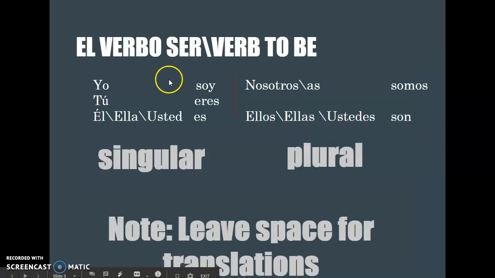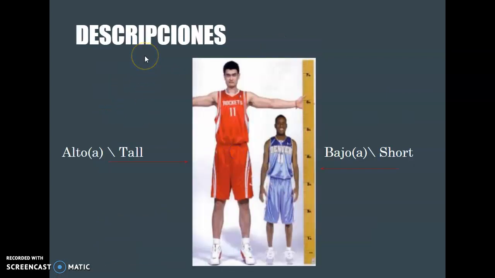So how are you going to use this with description words? First, you need to know some description words to be able to do it. Let's go over some of those. And by the way, I put a space in your notes for the translations, so write this down. Some description words that you can use, for example, are alto, bajo.